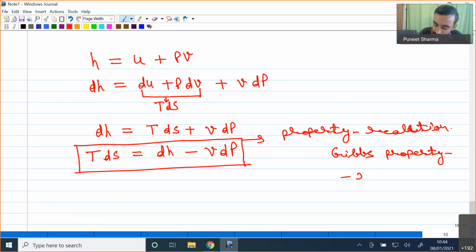So these are also known as Gibbs first two property relations. Gibbs has a total of 4 property relations, and these two are called Gibbs first two property relations. Now, one very important characteristic of this particular equation I would like to highlight.